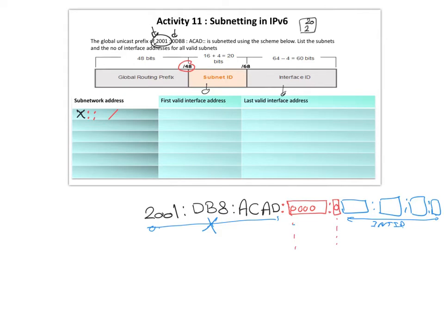We are required to subnet this network further using 20 bits. So the new subnetwork addresses will have slash what? Slash 68, which is here. After we subnet it, the new prefix length is going to be 68. The second subnet will be X, and then here it is going to be all zeros, but here it is going to be 1.